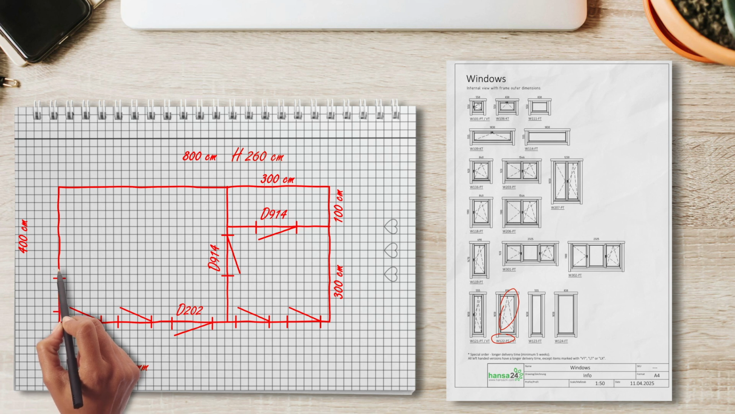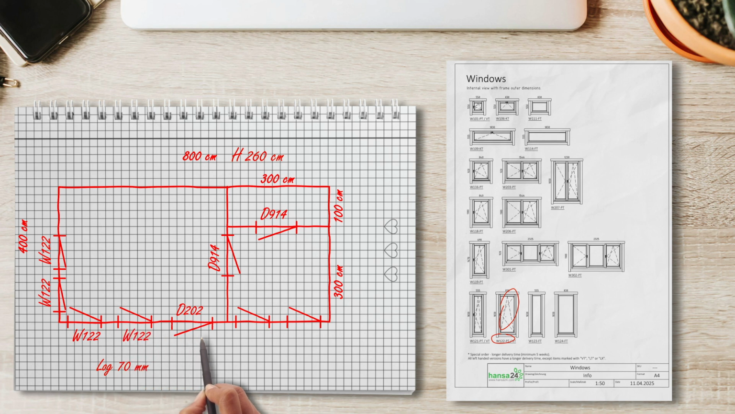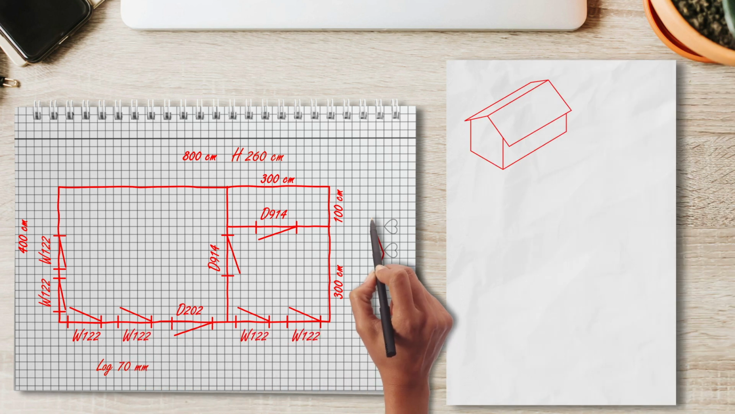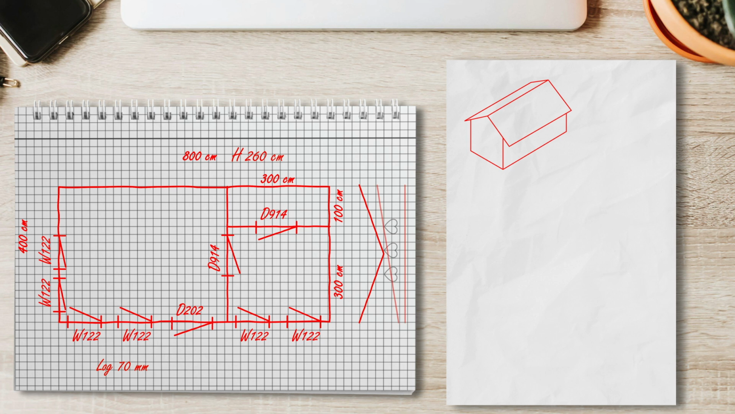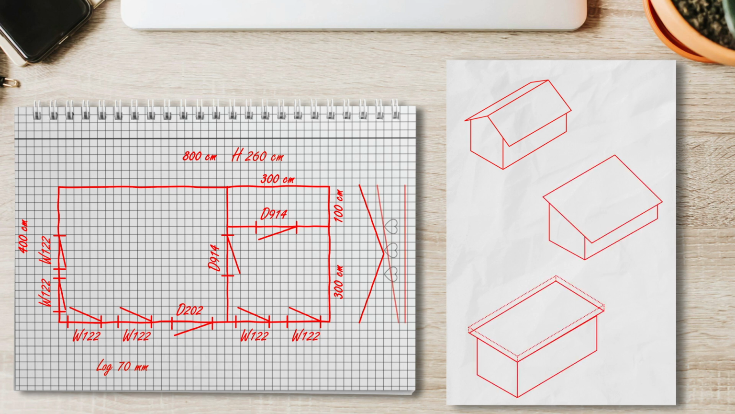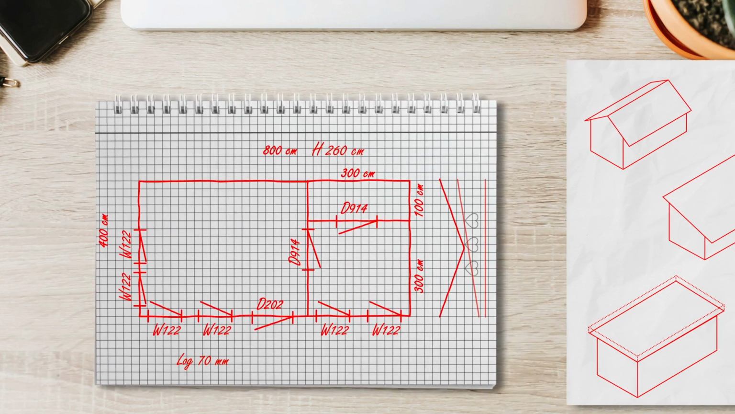Select your wall thickness, 44, 70, or 88 mm. We'll guide you on the best option based on your cabin's size and purpose. Finally, choose your roof type: apex, pent, or flat concealed pent roof. Each gives a unique look and feel.